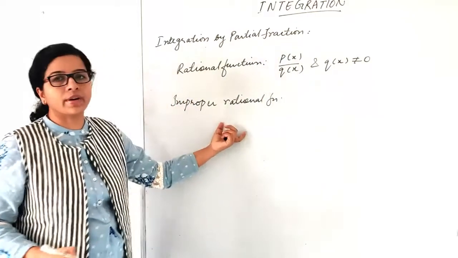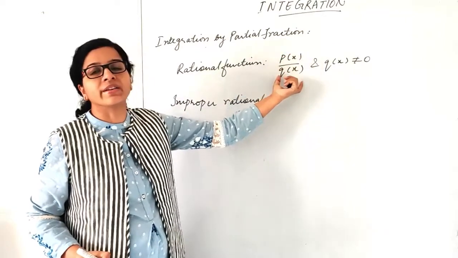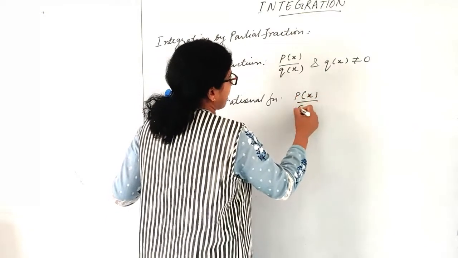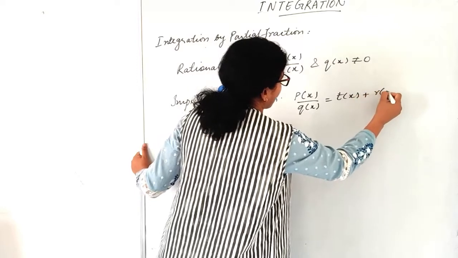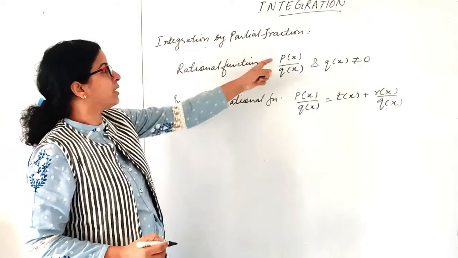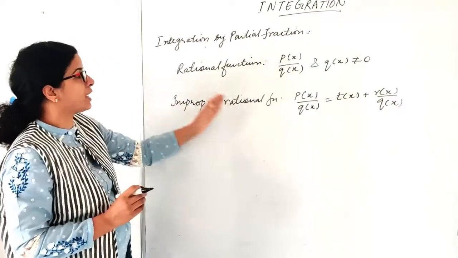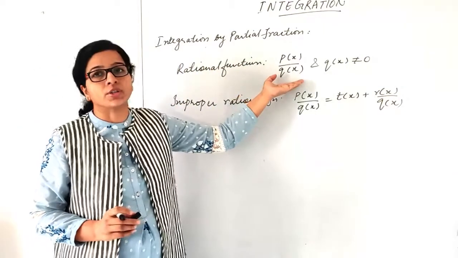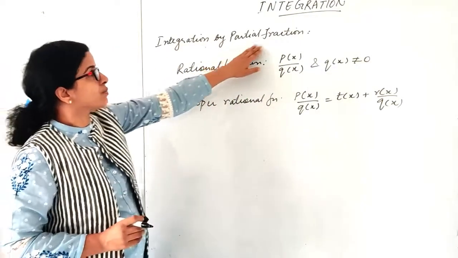So what is an improper rational function? When the degree of polynomial px is greater than that of qx, right? So in that case, I can write px upon qx equals some px plus rx by qx, okay? And for a proper rational function, the degree of px will be lesser than qx. So there are various ways of integrating such types of rational functions. Already we have learned some ways. Another way of solving this is partial fraction.